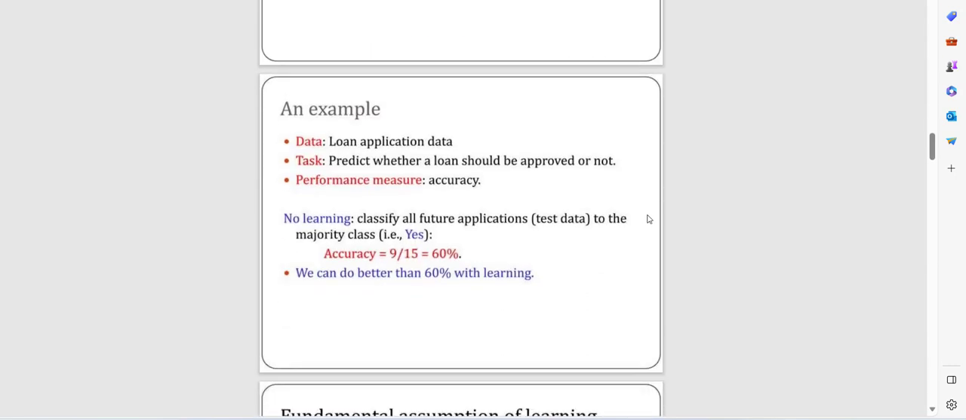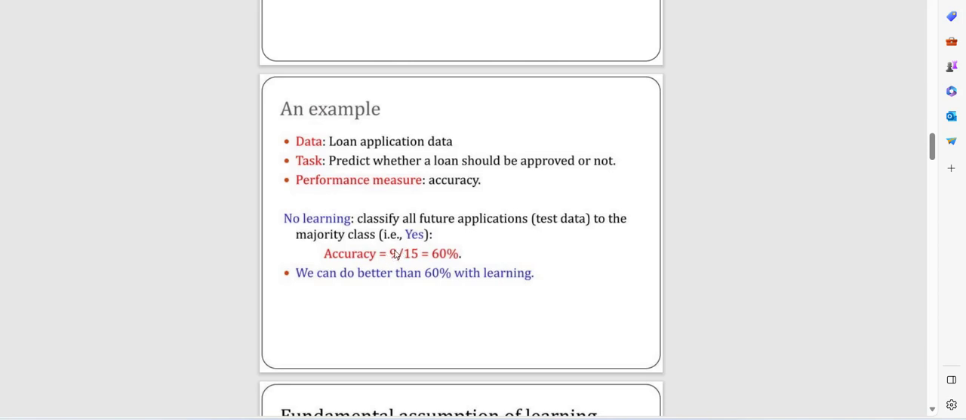Example: loan application data. The task is to predict whether a loan should be approved or not. The performance measure should be accuracy. So classify all future application test data to the majority class. Yes, accuracy is 9 out of 15. So how is it going to work?